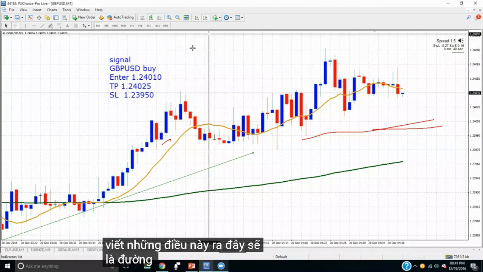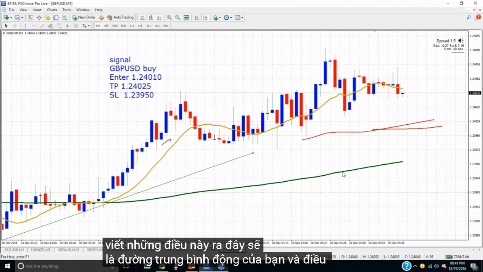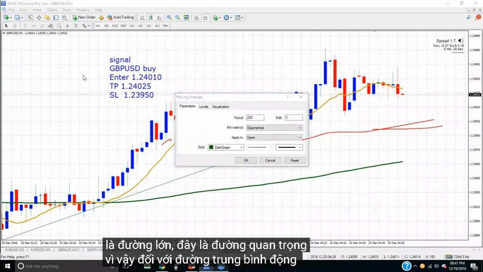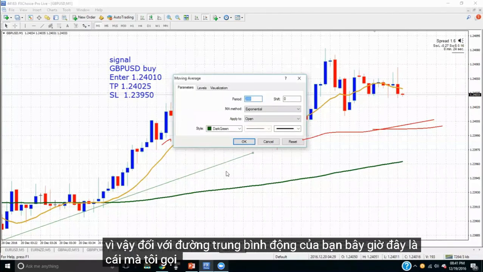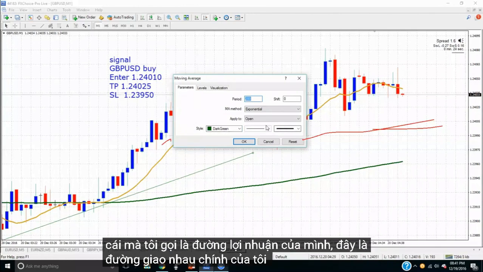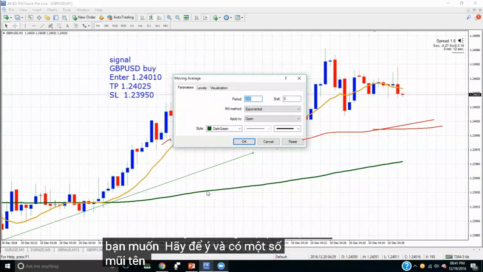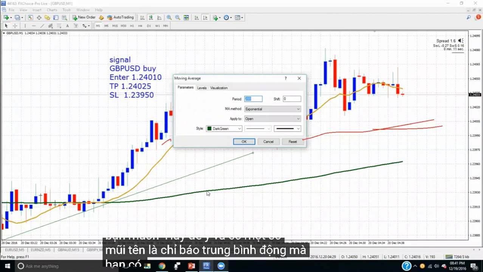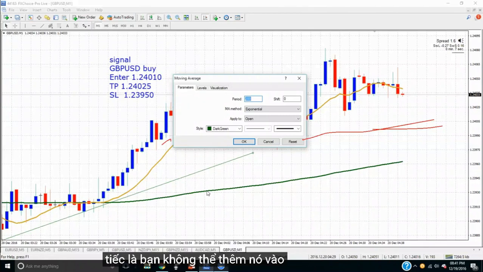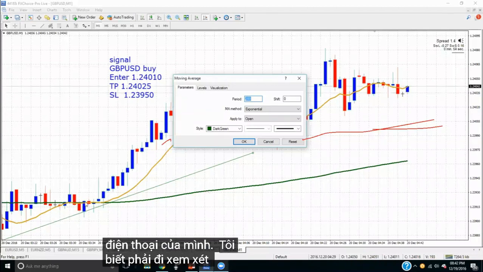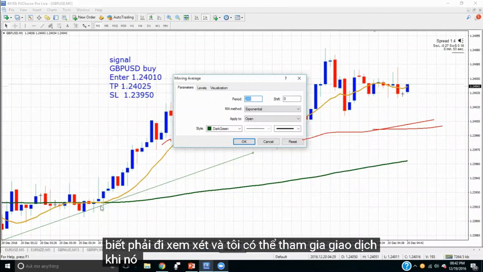This is going to be your moving average. And this is going to be the big one. This is the important one. Now, this is what I call my profit line. This is my major cross. And what I try to do, and I'm going to show you in just a minute why, you want to keep an eye, and there's a moving average arrows indicator that you can add to your computer. Unfortunately, you can't add it to your phone. It gives me an email and a text whenever price crosses that profit line. And then I know to go look and I can enter a trade when it crosses.